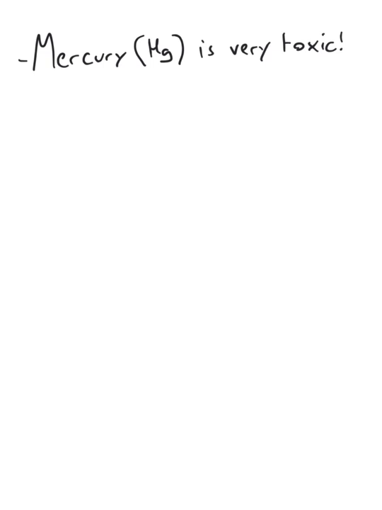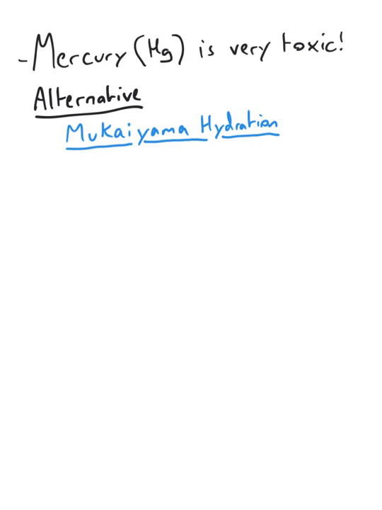Oxymercuration reduction is a very effective way of making alcohols from double bonds and ketones from triple bonds. However, the issue with mercury is that it's super toxic. And when it comes to toxic chemicals, we tend to try to avoid them. Now, there are multiple different alternatives for oxymercuration reduction, but most of them have mechanisms that you do not need to be even familiar with. They are too advanced. However, one that you should learn so that in the future when you're in grad school and you get asked how to make an alcohol from a double bond, you can show off, is the Mukaiyama hydration.